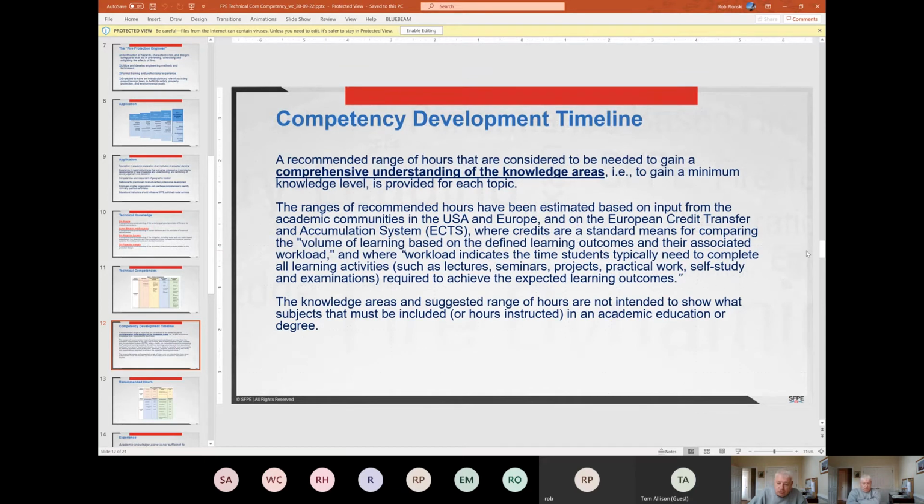In this area, what we're looking for is to gain the minimum knowledge to be able to support and provide information and the practice of fire protection engineering in these areas. The ranges of recommended hours are based on input from the academic communities, including our higher education in the Society of Fire Protection Engineers, as well as Europe, and using the European Credit Transfer Accumulation System.